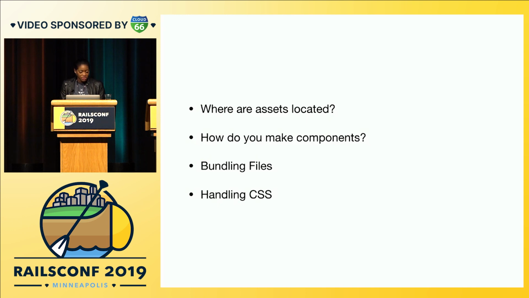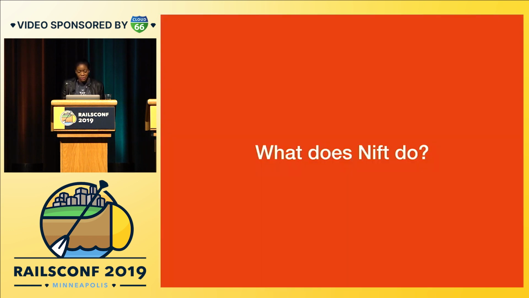So we know where our assets are located. We know how to make components. We know how to bundle our files. And now we know how to handle CSS. I'm going to talk a little bit about what we choose to do at Nift. At Nift, we actually went more with a Rails view partial method. Most of our pages aren't using JavaScript. We have a lot of static pages, and then we have a few pages that are just super dynamic. And I think this works well for us because we're not having something take over our entire front end.